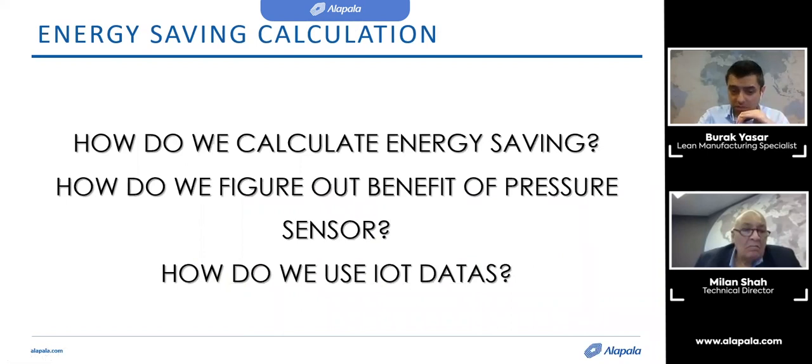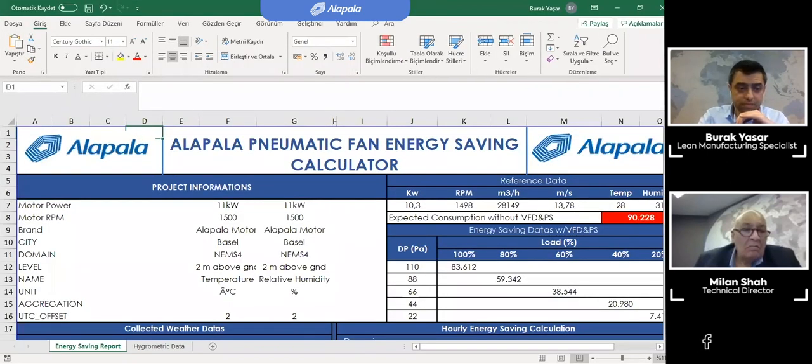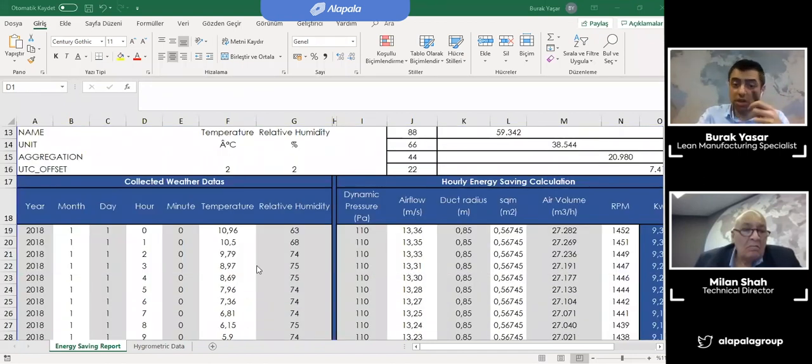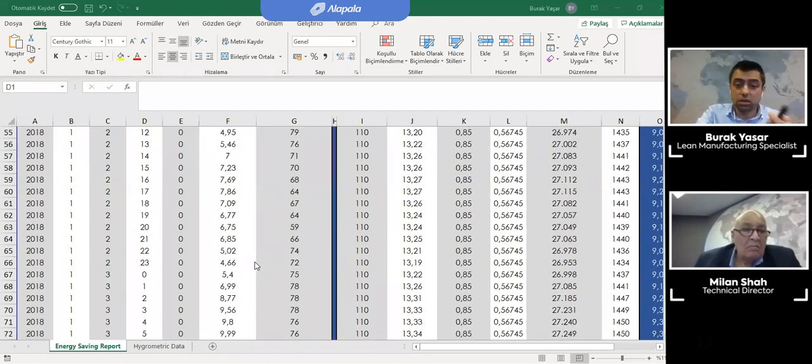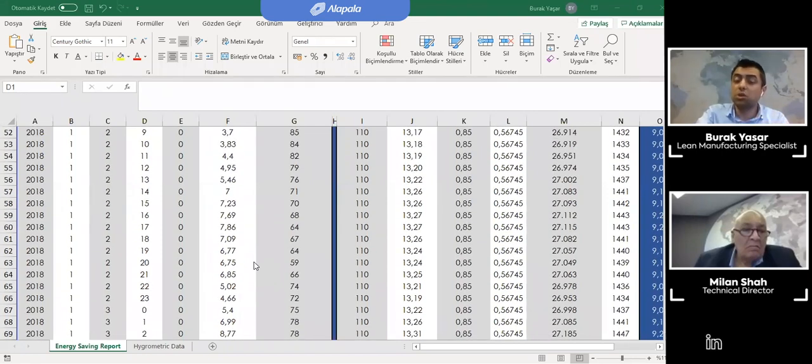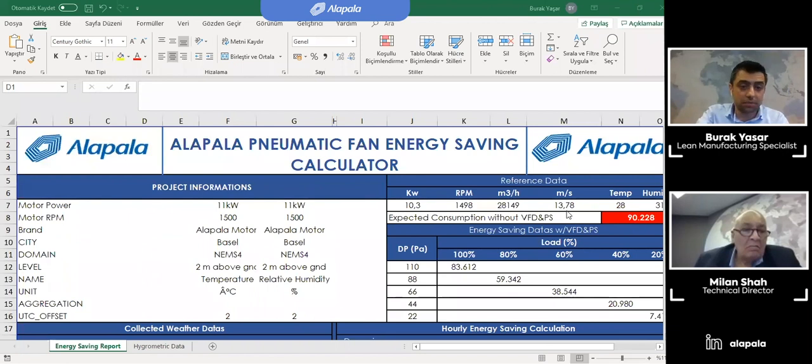Let me touch briefly on the subject. We use the collected data to produce all-year consumption values. As you see on the table, we have temperature and relative humidity values hourly for all year. Also, we know the motor performance at the measured temperature and humidity values right there. So we can generate the energy consumption according to the specific volume of the air at each temperature and humidity value.